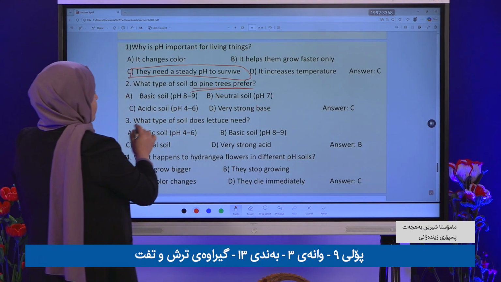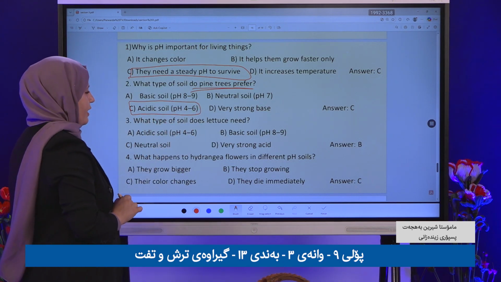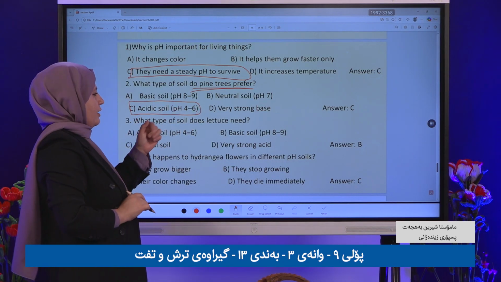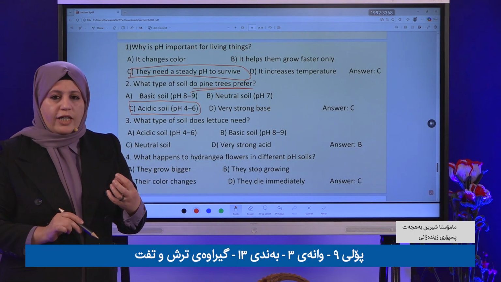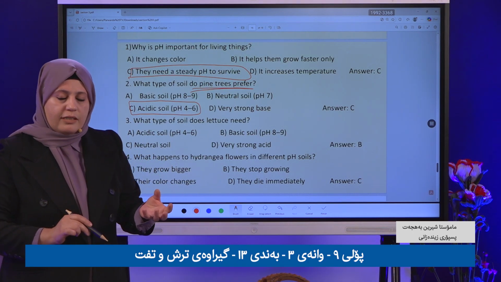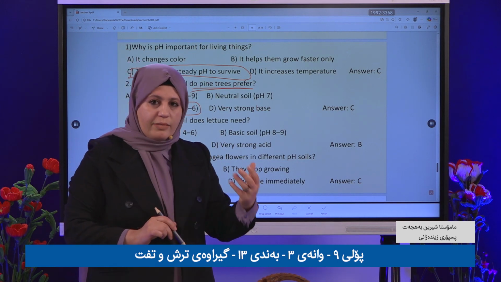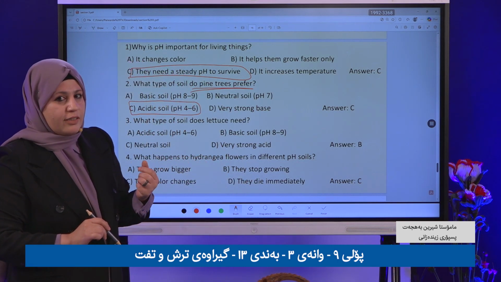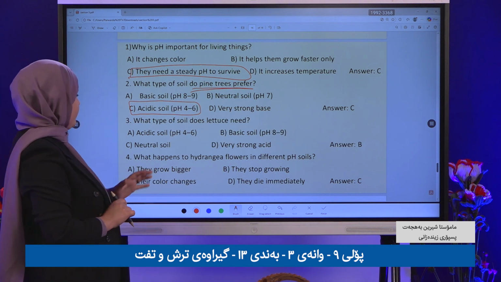So it needs what? The pH of the soil is between 4 and 6. As I mentioned before, that means it needs which kind of solution? Base solution or acidic solution. It's less than 7, that means which one? Yalla. Acidic solution. Excellent, very good.